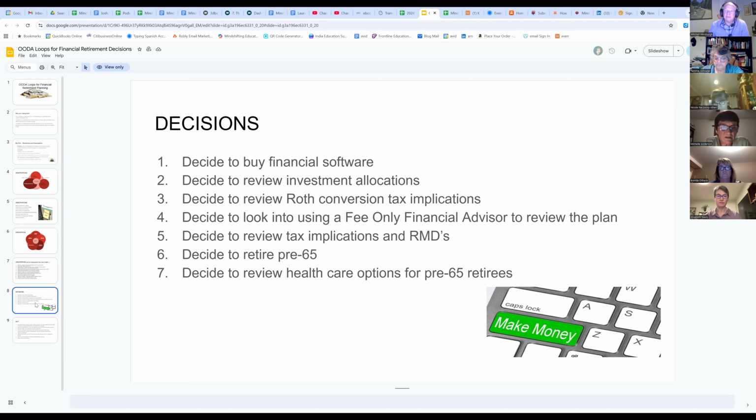And then the next slide is simply some decisions. What are the decisions that would need to be made? In my case, I decided to purchase financial software, or should I decide to purchase financial software? I'm going to decide to review my allocations. I'm going to decide to review Roth conversion tax implications. I'm going to decide to also look into a fee-only financial advisor to review the plan that I've come up with.